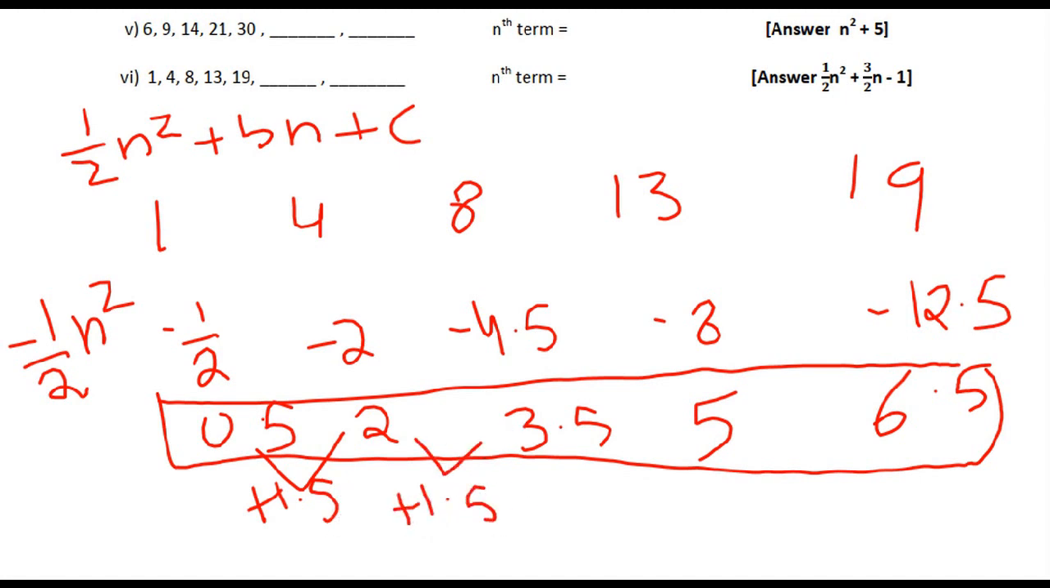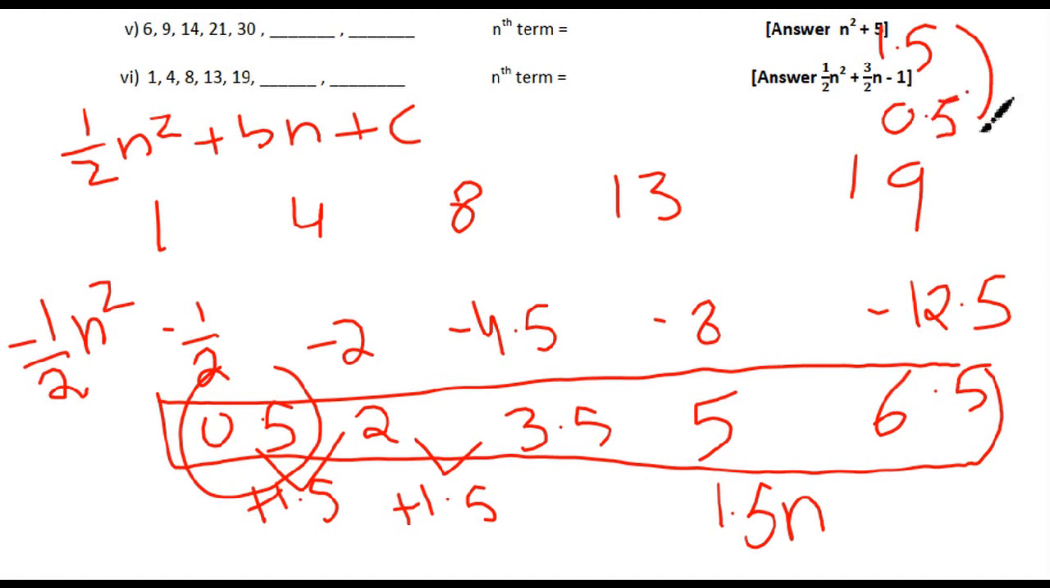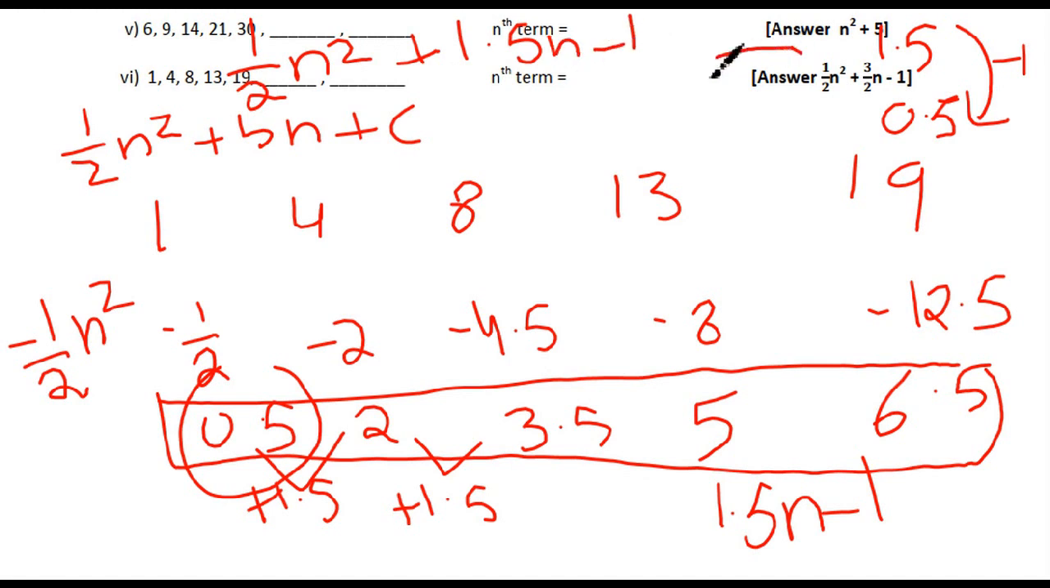What will be its nth term? 1.5n. Now my first term is 1.5, the original first term is 0.5. I need to subtract 1 from it to get to 0.5, so 1.5n minus 1. So the final nth term for this quadratic sequence is half n square plus 1.5n minus 1, which is the same as this. Instead of 1.5, they've written 3 by 2.